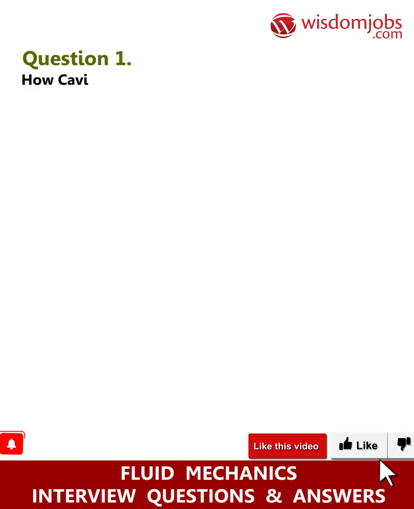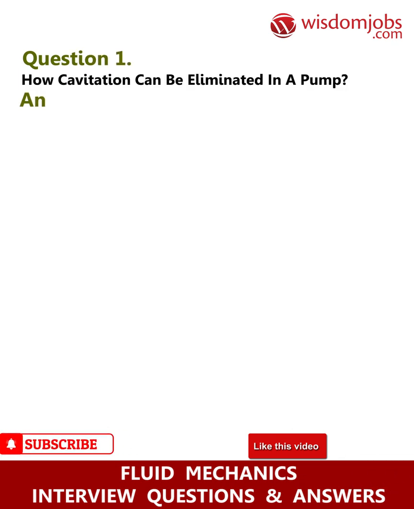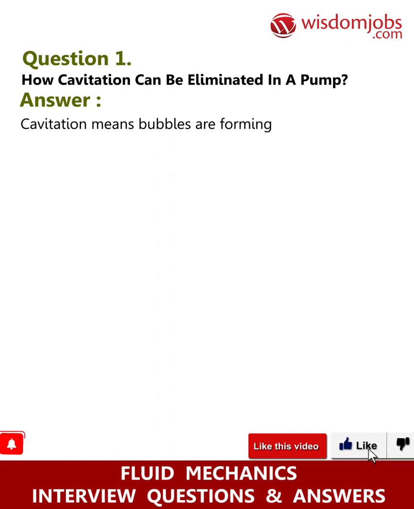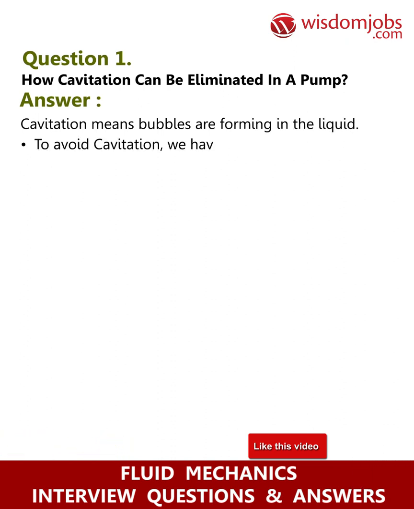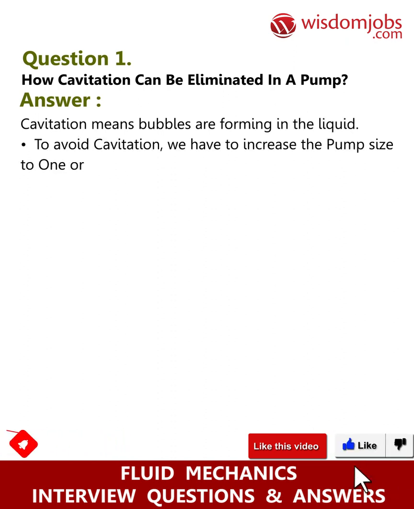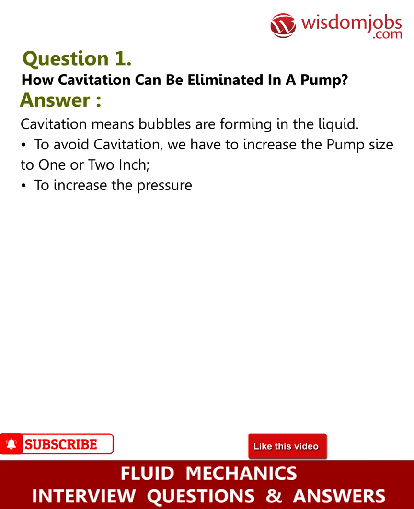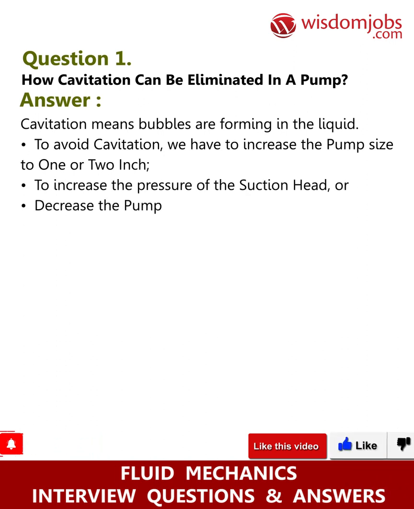Question 1. How can cavitation be eliminated in a pump? Answer. Cavitation means bubbles are forming in the liquid. To avoid cavitation, we have to increase the pump size by 1 or 2 inches to increase the pressure of the suction head, or decrease the pump speed.